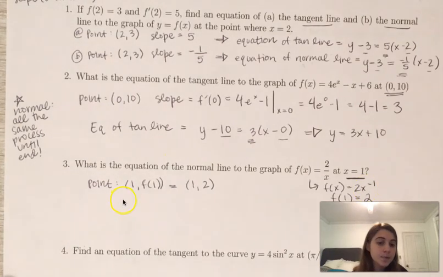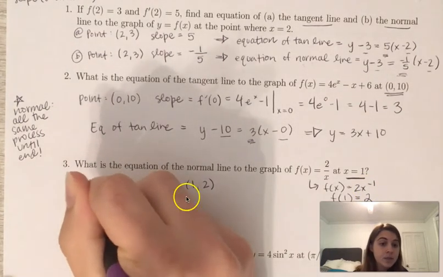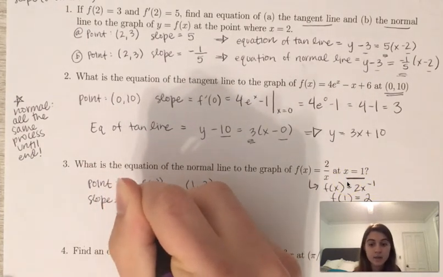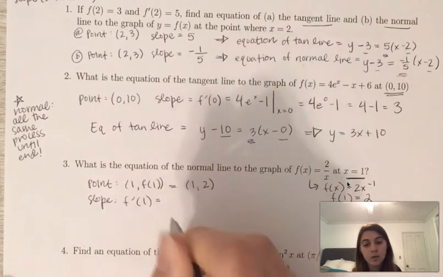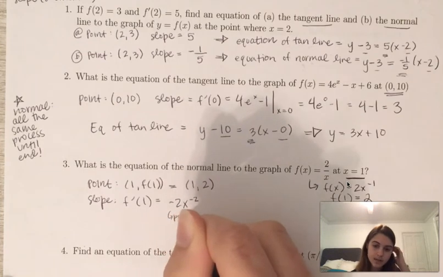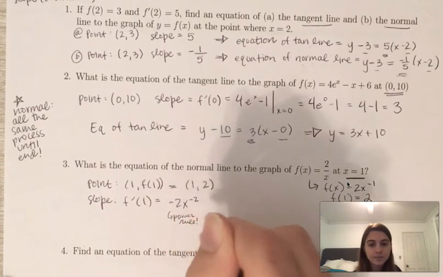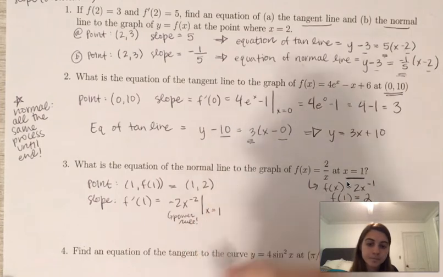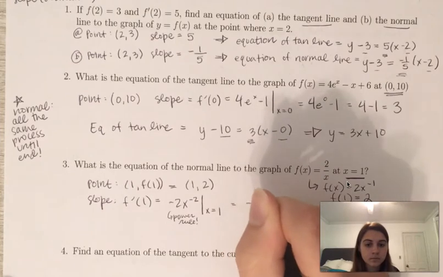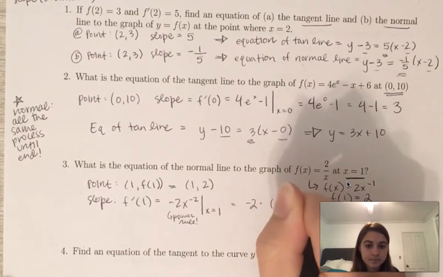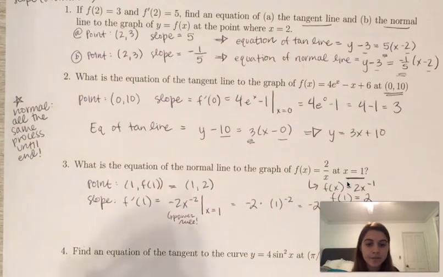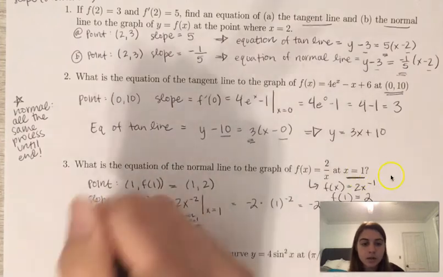So now we're going to do the slope. So f prime of x is going to be, power rule, bring that down, negative 2x to the negative 2. And we'll plug in 1 to that to get the slope at that point, the tangent line that goes through that point. And here we are just getting negative 2. So now we can put that into the equation.